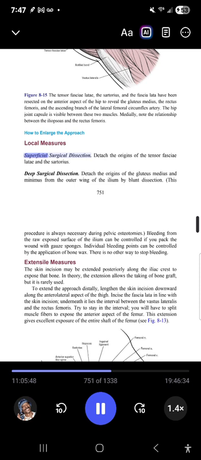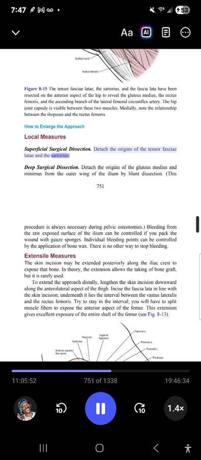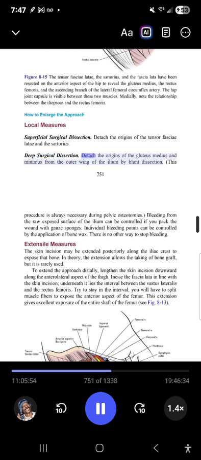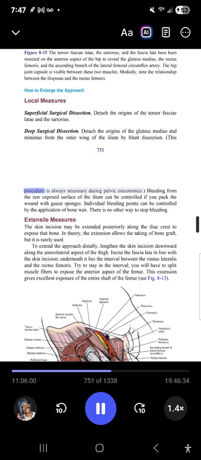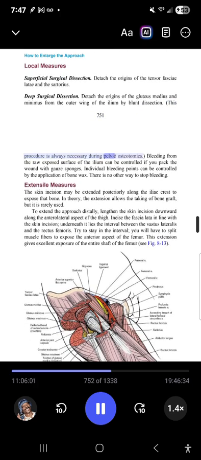Local measures. Superficial surgical dissection. Detach the origins of the tensor fasciae latae and the sartorius. Deep surgical dissection. Detach the origins of the gluteus medius and minimus from the outer wing of the ilium by blunt dissection. 751. This procedure is always necessary during pelvic osteotomies.